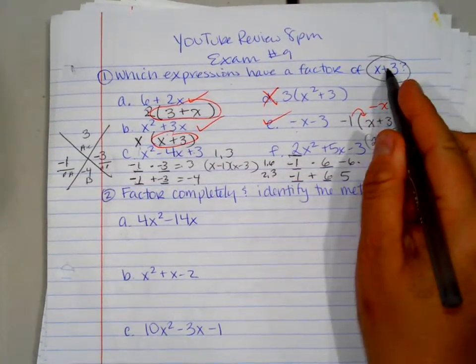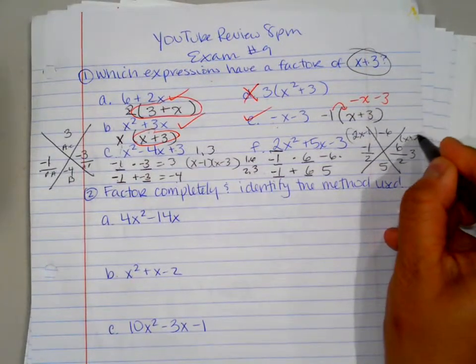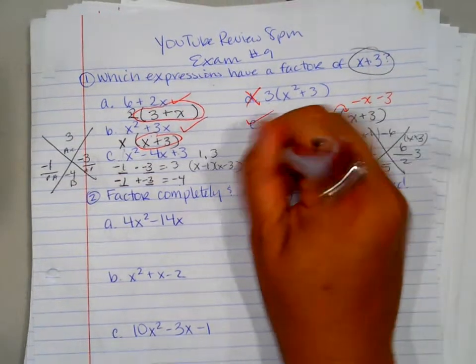That's not what I'm looking for. Let's try here. This is 3. x plus 3, 1x plus 3, that's the same. So this one right here is good to go.